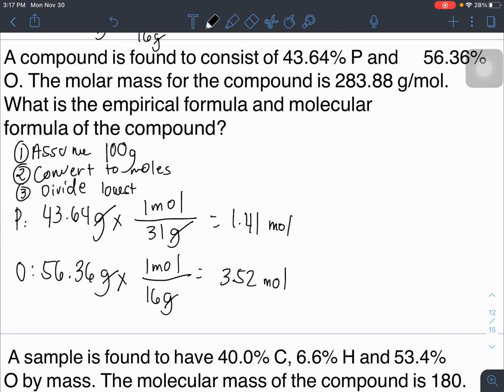Okay, third step is to divide with the lowest number of moles. Okay, so dividing both of them with 1.41 moles, because 1.41 is the lesser value for number of moles among the two, for phosphorus and oxygen. So this will be equal to 1. 3.52 divided by 1.41 is equal to 2.50.